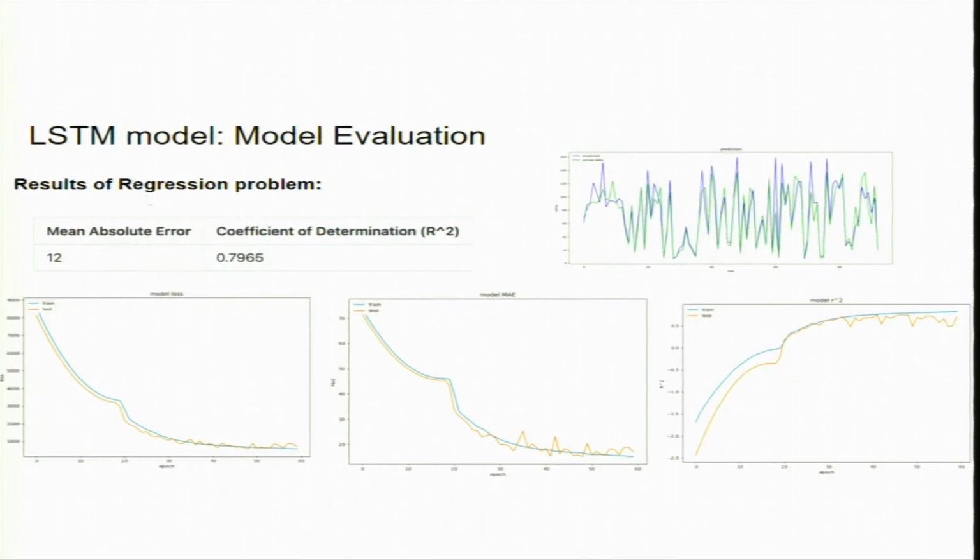So, this is what we have now shown: if you evaluate these models, you will get different values of these errors, that is the mean absolute error and the coefficient R squared error. All these errors are shown over here for the model.